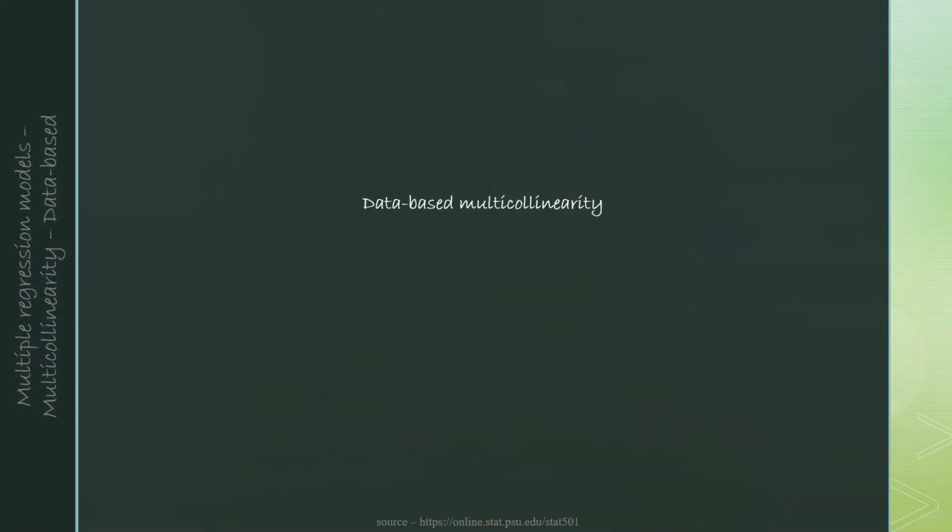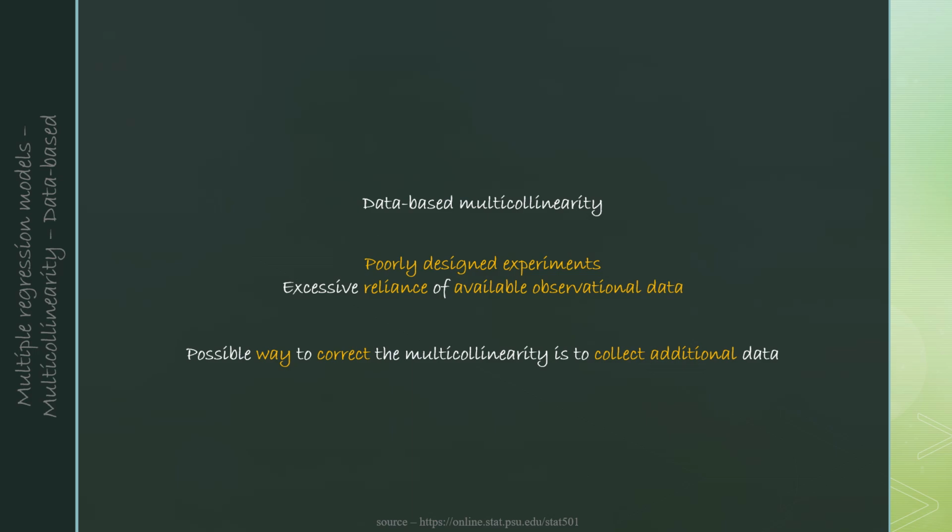Let's understand each of these 2 multicollinearity in detail and the means to handle them without deleting the predictors. Let's start with data-based multicollinearity. It often happens because of poorly designed experiments in the case of experimental studies, or excessive reliance on available observational data, which happens in the case of observational studies. Very often, the possible way to correct the multicollinearity is to collect additional data.